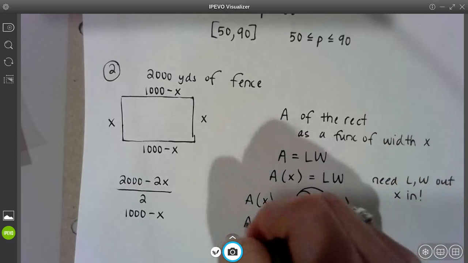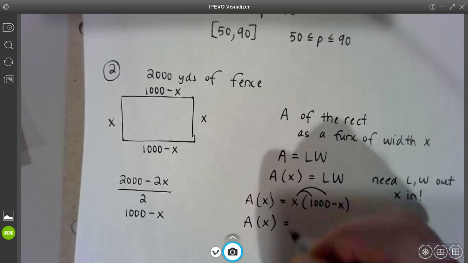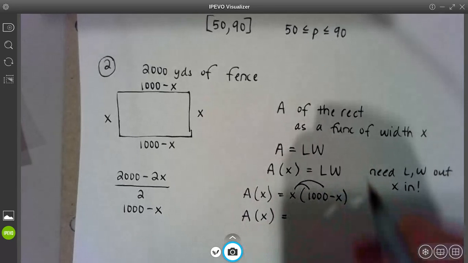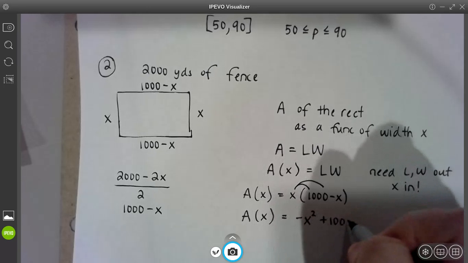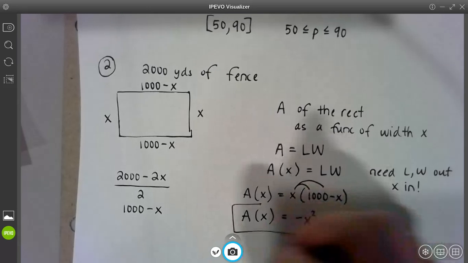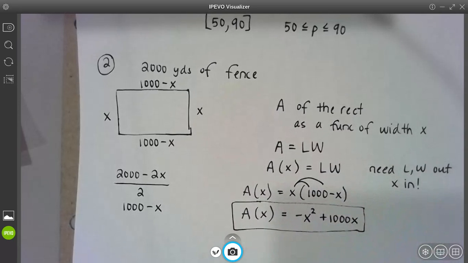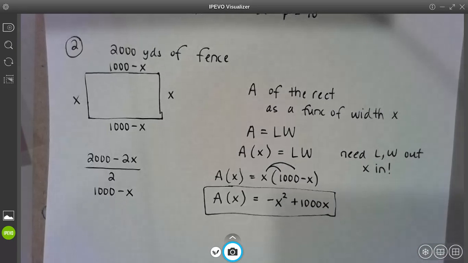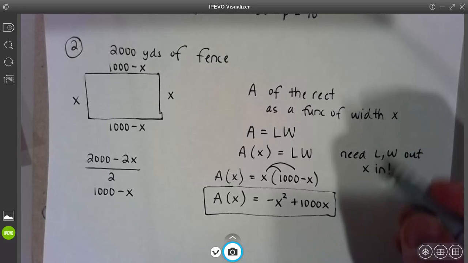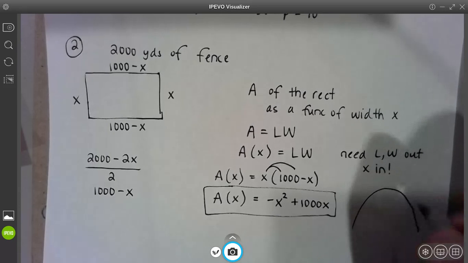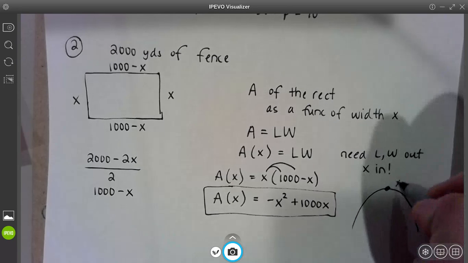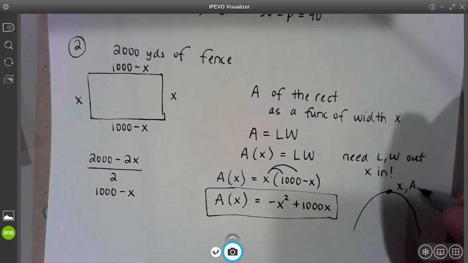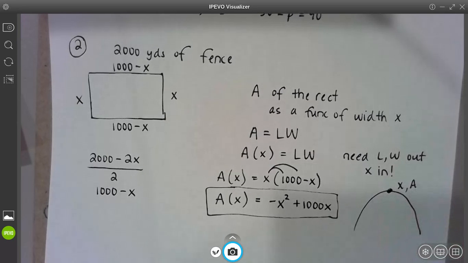Distribute your x. I'm just going to rearrange what I get because I have a little bit of OCD and I like mine to be in descending order. So I'm going to get negative x squared plus 1,000x. And then there's your function. So guys, the function we wrote is definitely a quadratic function. It has a negative leading coefficient, which means it could be represented by a downward opening parabola. So now we know the vertex is the maximum point, right? And we know that the width goes in as x and the area comes out as y. That's what the ordered pairs are that live on this graph.